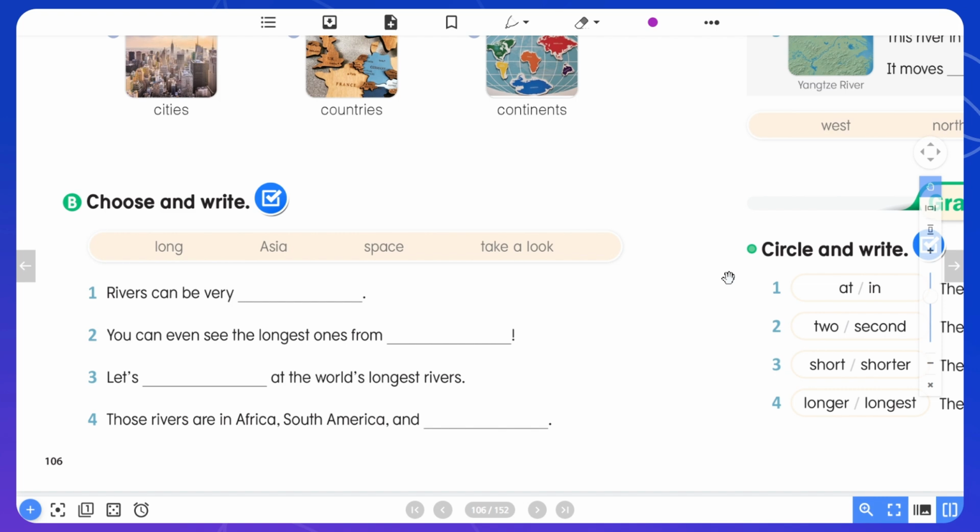As always, let's do the first one together. So number 1 is, rivers can be very blank. Is the answer long, Asia, space, or take a look? Very good. Rivers can be very long. Complete the next 3 questions on your own, and then we will check our answers together. All right, everyone, excellent job.